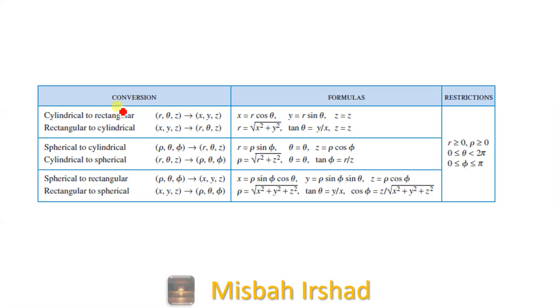So this is a summary of the transformation equations. We can transform from cylindrical to rectangular, rectangular to cylindrical, spherical to cylindrical, cylindrical to spherical, and similarly spherical to rectangular, rectangular to spherical. These are the transformation equations where we need to remember that r and rho both are non-negative. Theta lies between 0 and 2 pi, we have already discussed, and phi lies between 0 and pi.